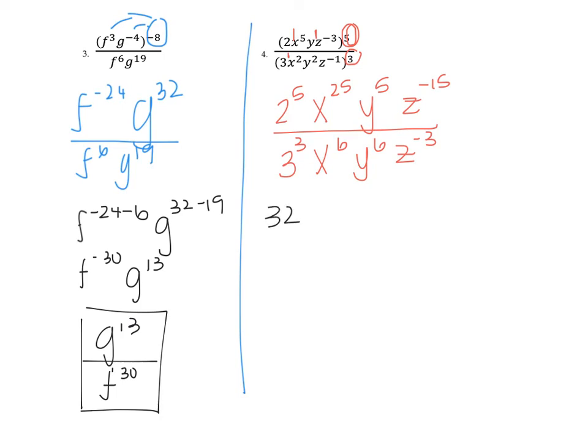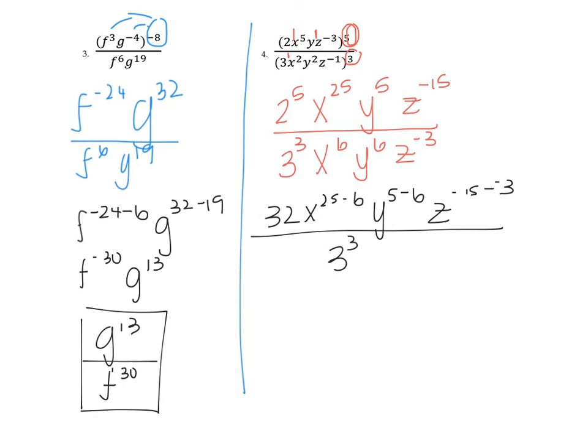Then I'm going to go ahead and start subtracting my other exponents as well. So x to the 25th minus 6, y to the 5th minus 6, z to the negative 15th minus negative 3. And don't forget we've got our 3 cubed. Okay, let's simplify. 32 x to the 19th, y to the negative 1st, z, negative 15 plus 3 is going to be negative 12, and then 3 cubed is 27.